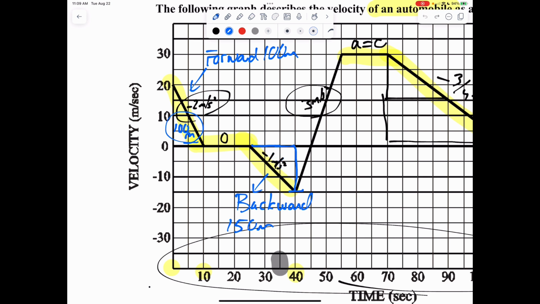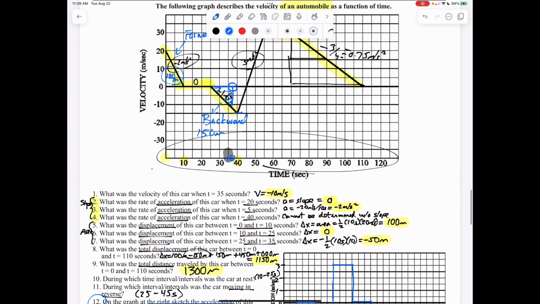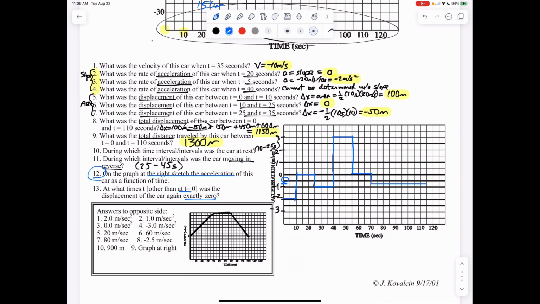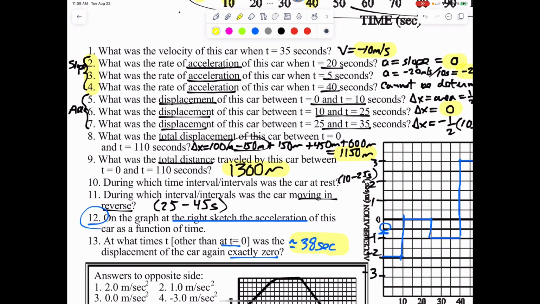So my guess is that that puts it almost right here. I'd have to approximate it really at this point. Okay, so that's 35 seconds, approximately at about 37, 38 seconds. So approximately about 38 seconds, you're going to get a displacement of 0.